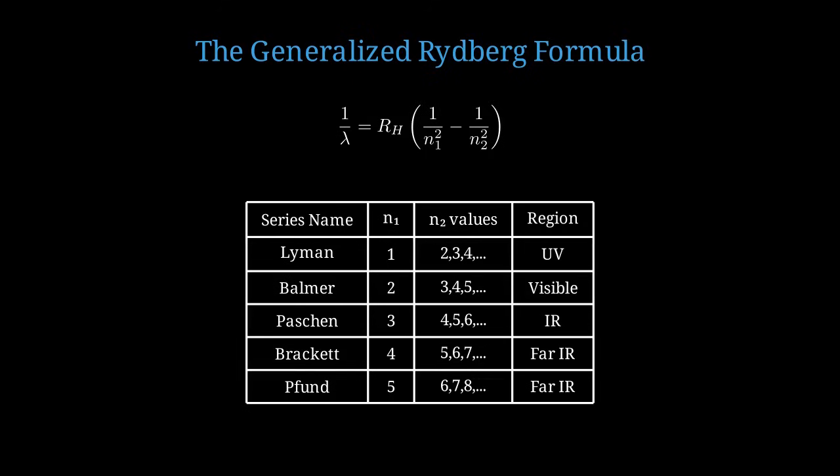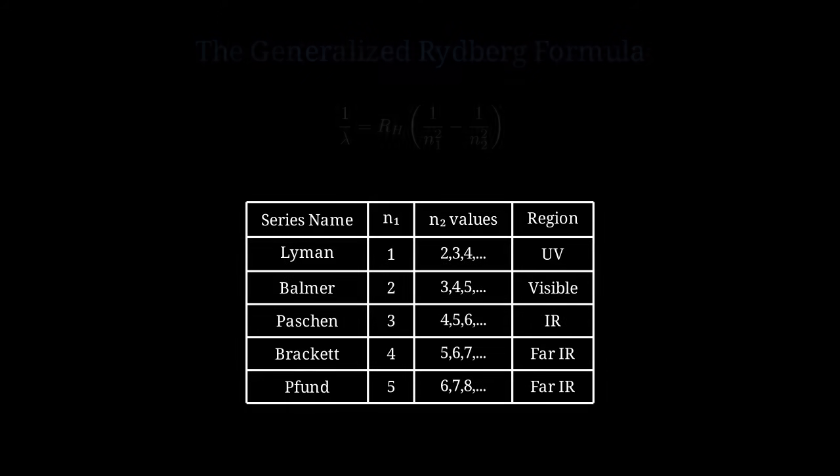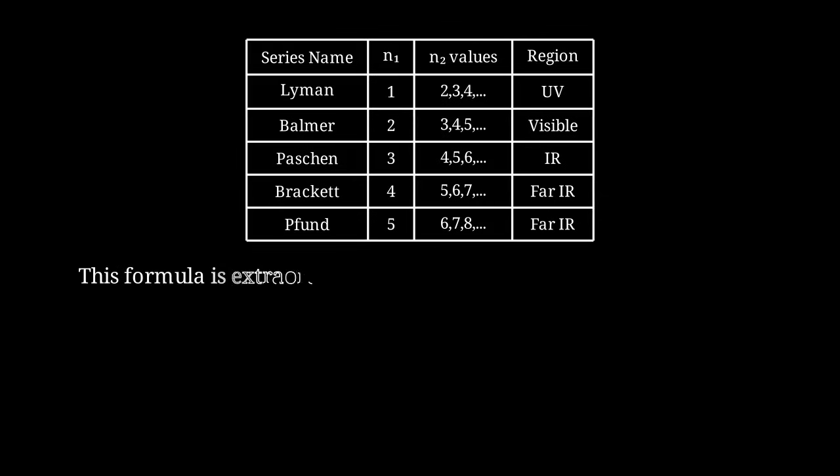The Lyman series has n sub 1 equals 1. Balmer has n sub 1 equals 2. Paschen has n sub 1 equals 3, and so on. This formula is extraordinarily successful. It predicts every single spectral line of hydrogen with remarkable accuracy.